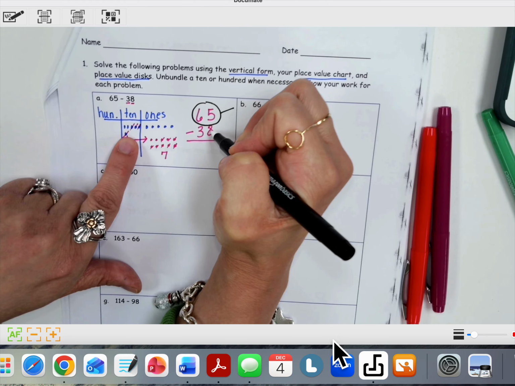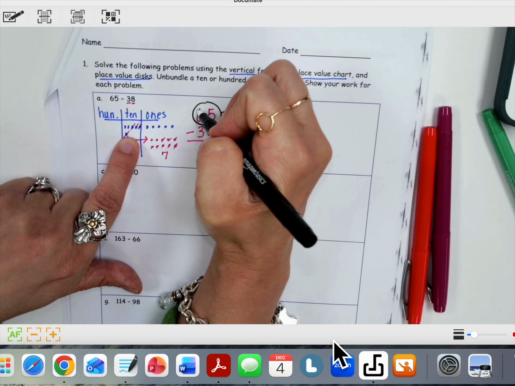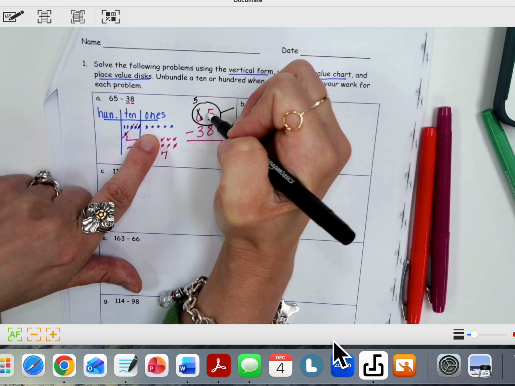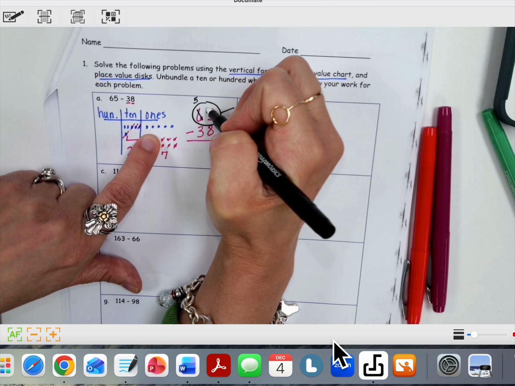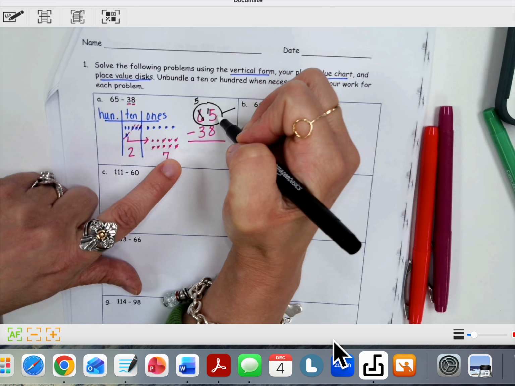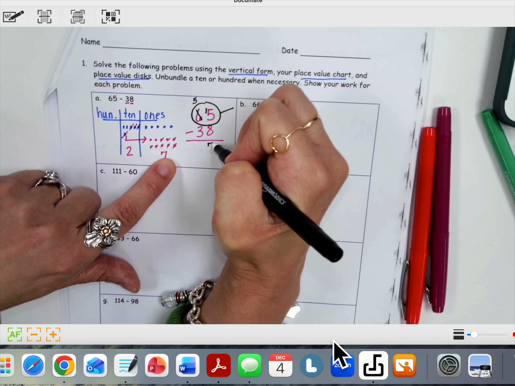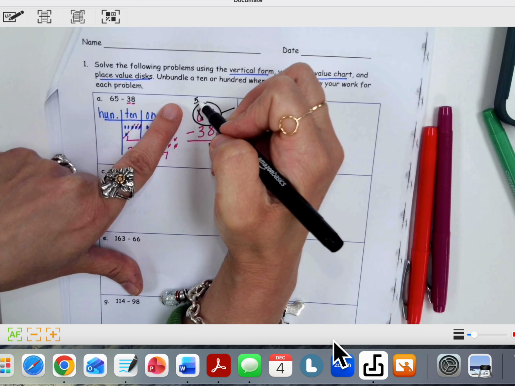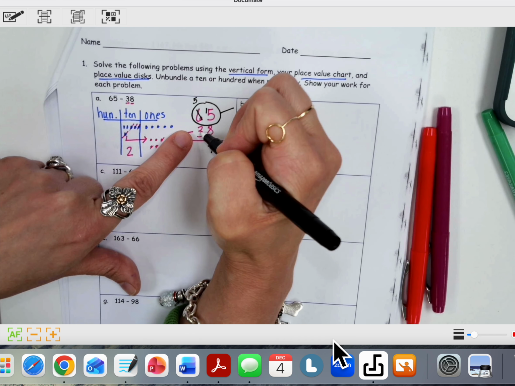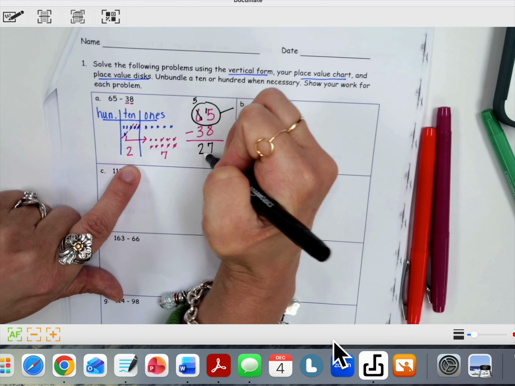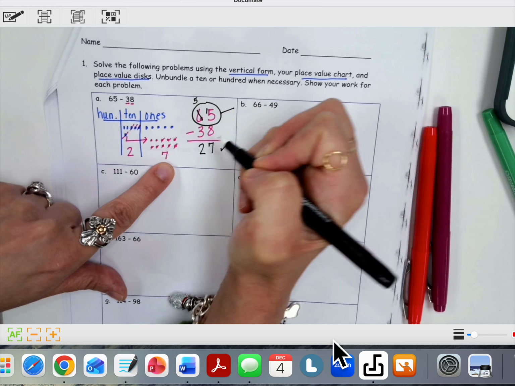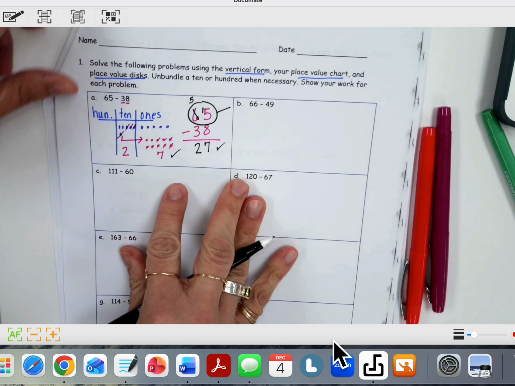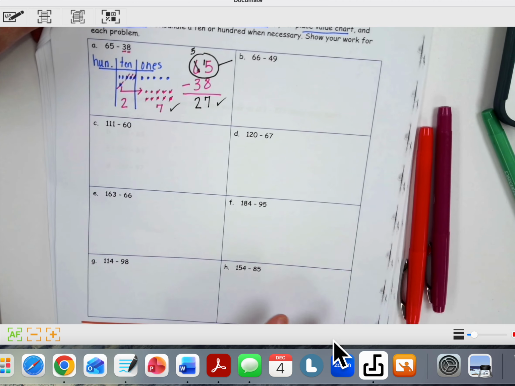Okay, so what we did first is, can we take 8 away from 5? No, that's why we unbundled one of the tens, which leaves us with 5 tens. And what happens when we unbundle, we now have 15 ones. So 15 minus 8 was 7. And then I move over to my tens place, and I have 5 minus 3, which is 2. So we have 27 as our answer. This is how they have to do the rest of the homework.